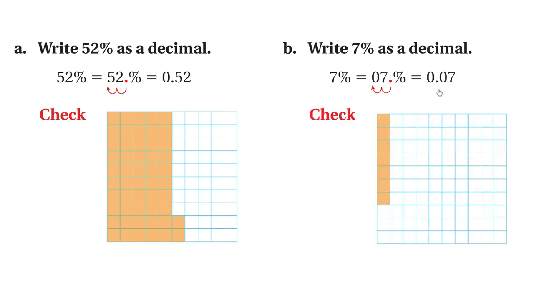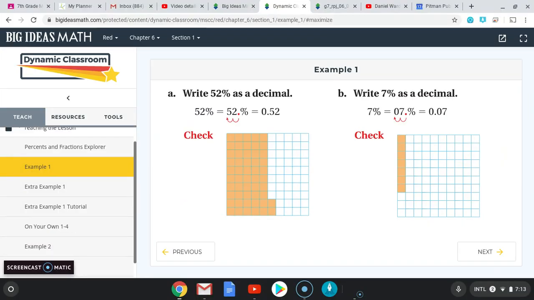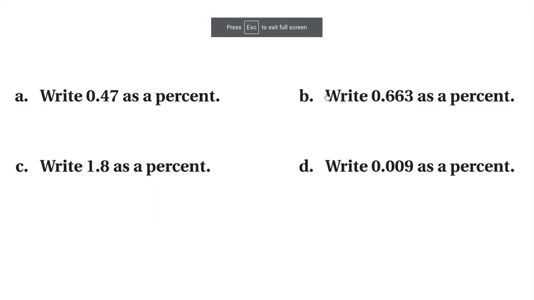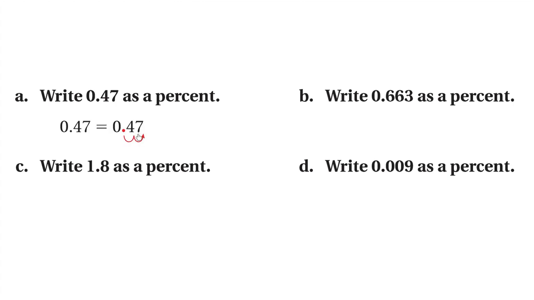All right. So changing from percentages to a decimal, move the decimal point 2 spaces to the left. Logically, if we want to take a decimal and write it as a percent, we're going to go 2 spaces to the right. So 0.47, or 47 hundredths, written as a percent is 2 spaces to the right, and it becomes 47%. 0.663 becomes 2 spaces to the right, so it becomes 66.3%.